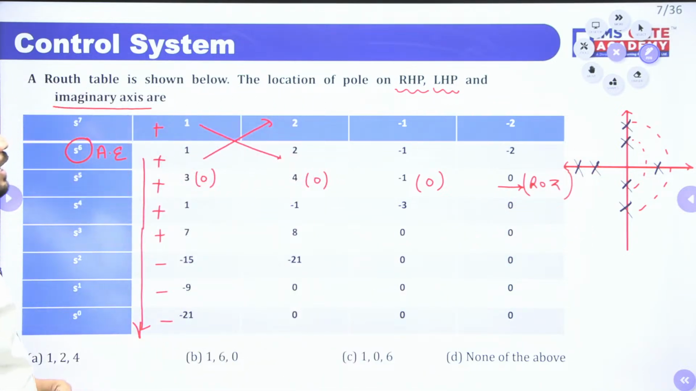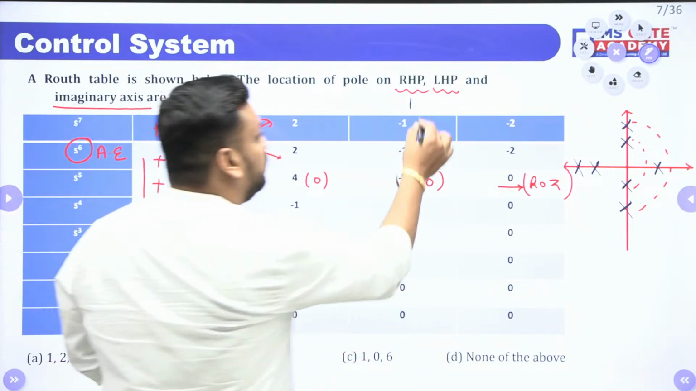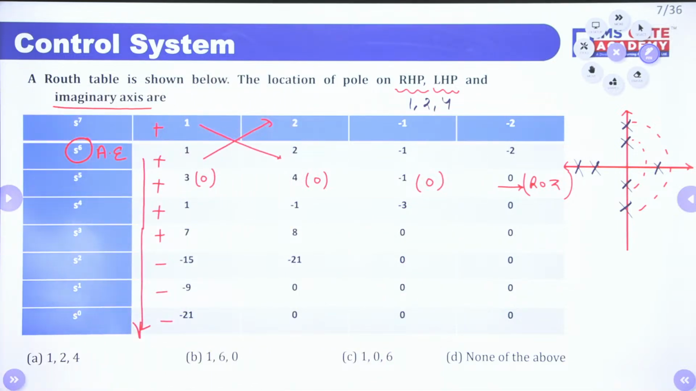So what will the answer be, guys? The examiner is asking for the RHP root first, so 1. Then the LHP roots, that is 2, and imaginary roots 4. So 1, 2, 4 is the correct answer. 1, 2, 4 means option A.